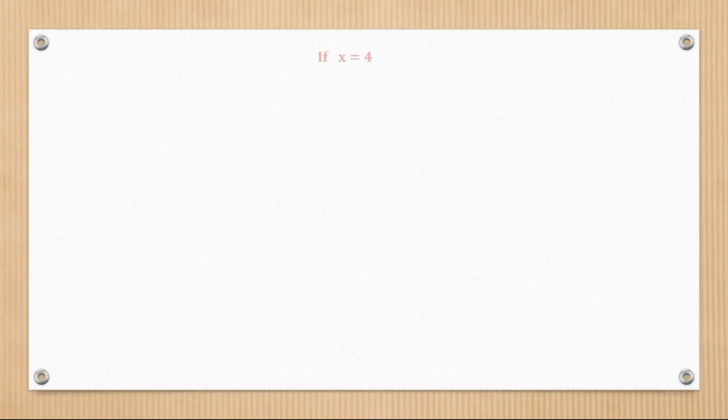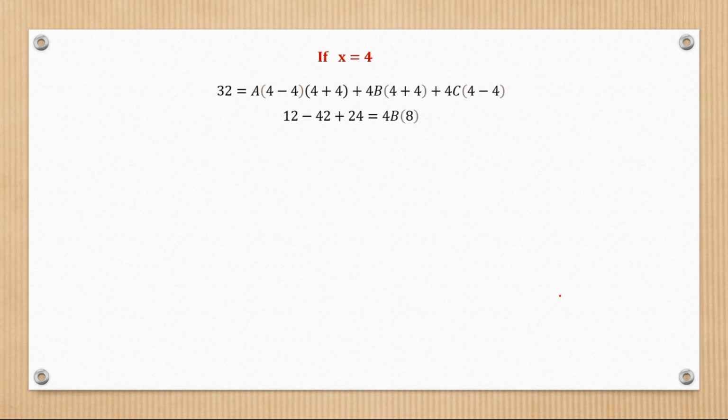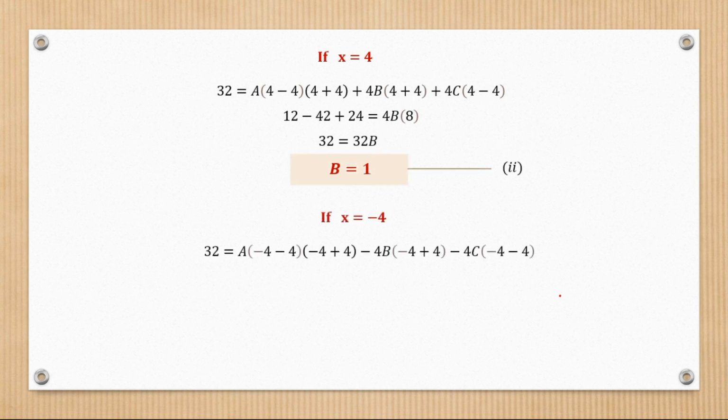So now if we let x be equal to 4, this is what we end up having, and then we can actually find the value of b. So b shall be equal to 1. So if we let x be equal to negative 4, and then we insert it in, this is what we end up having. So c shall be equal to 1 also.